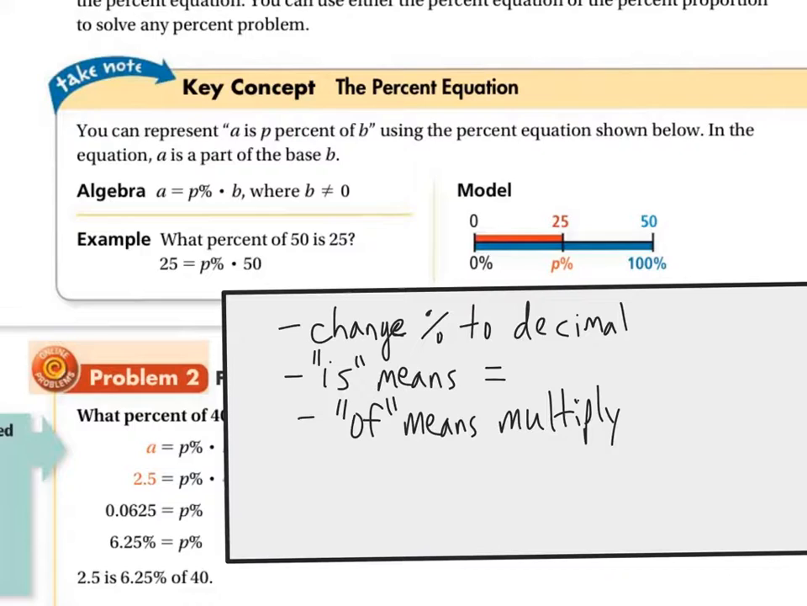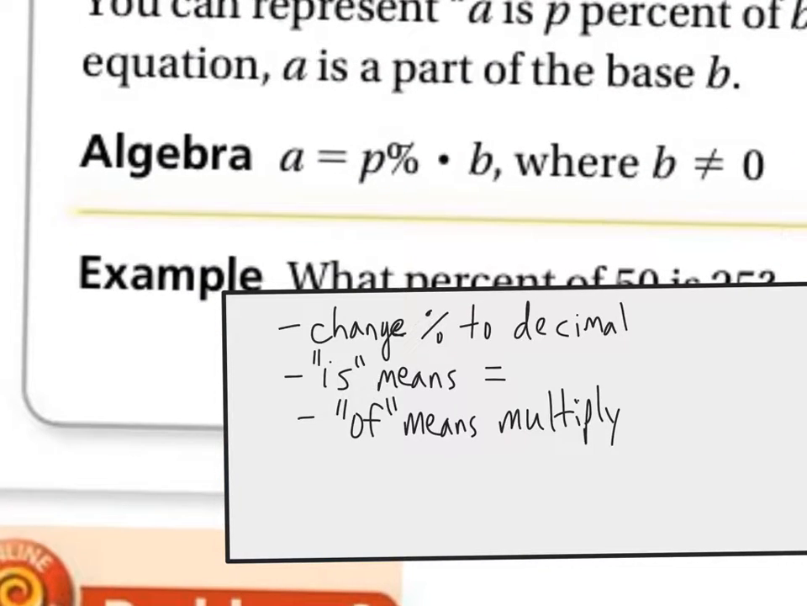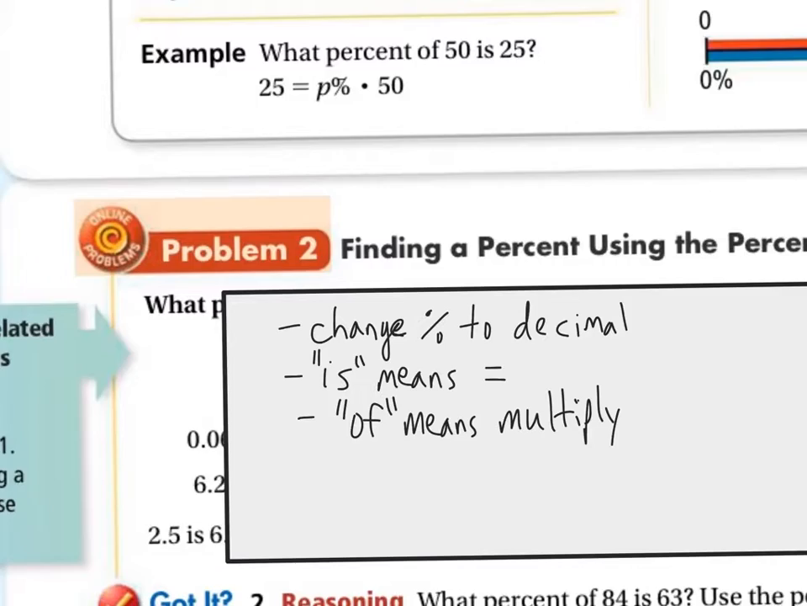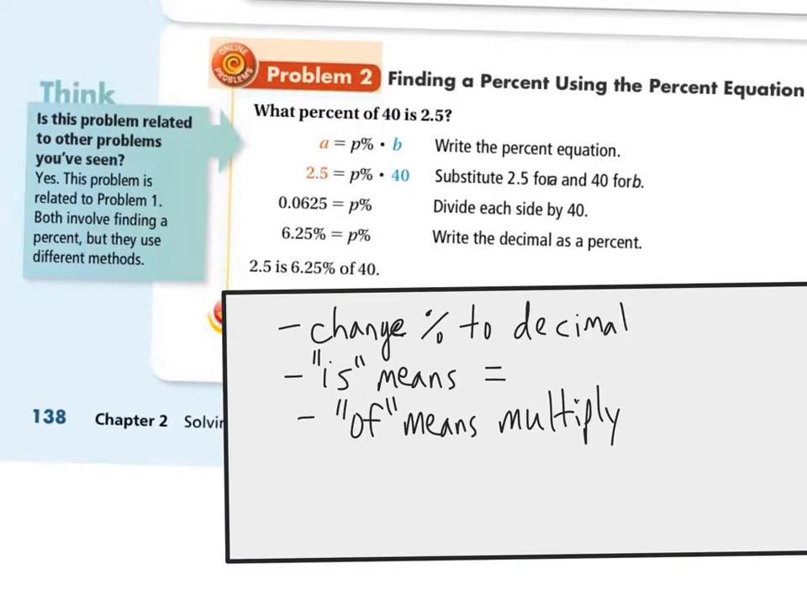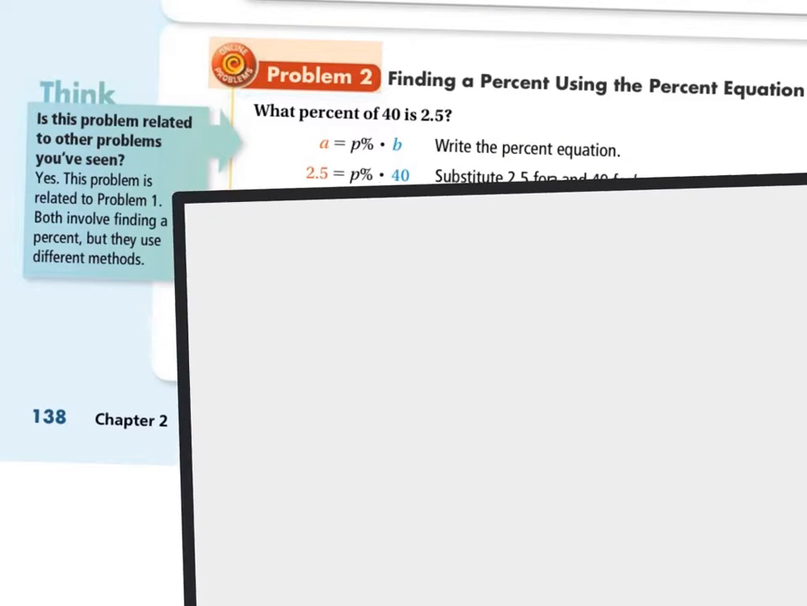So the book talks about this stuff. I'm not even going to mess with that. Basically, just like we said. So if you look at problem 2, it says what percent of 40 is 2.5.